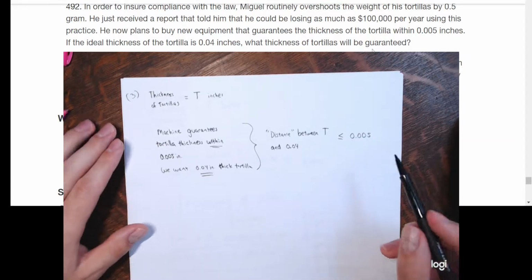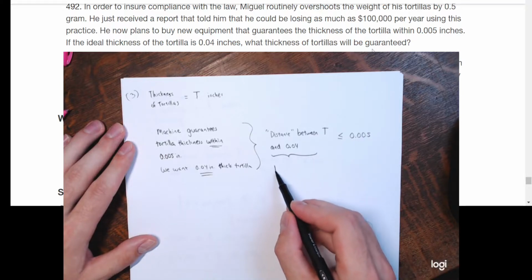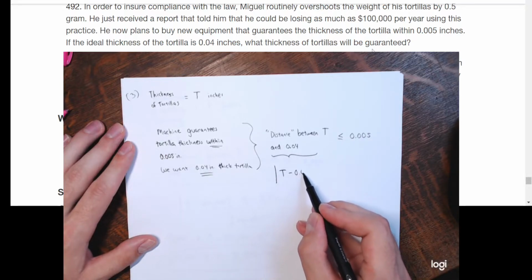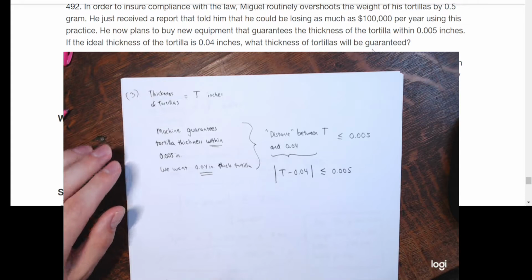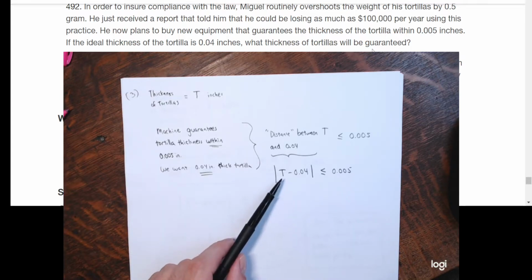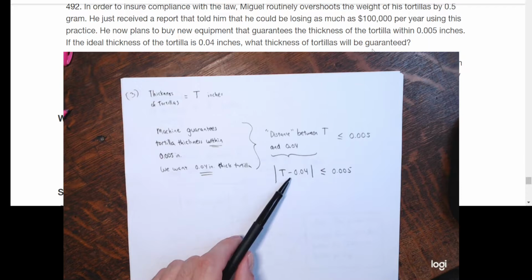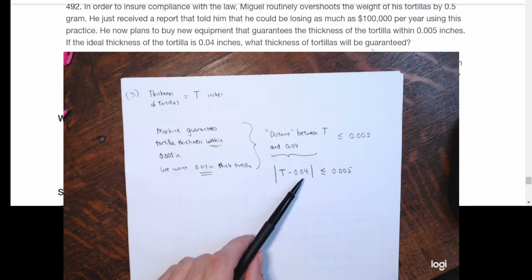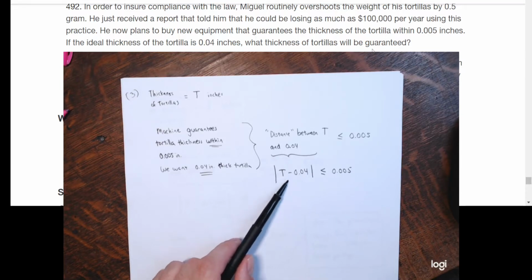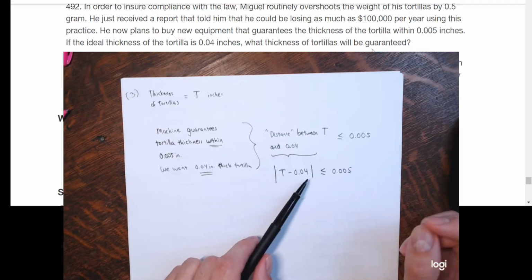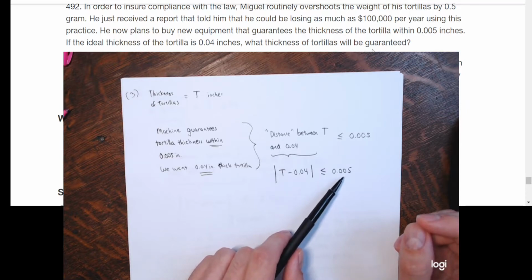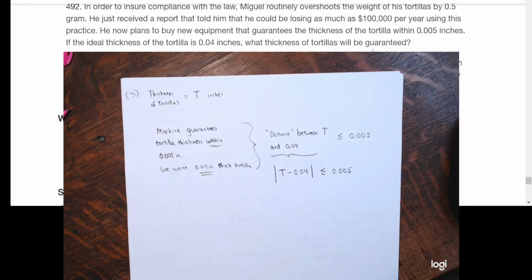All right, and I guess I should have written the inequality here, right? So the absolute value of t minus 0.04 is less than or equal to 0.005. Again, what this means is that if they took a tortilla and then subtracted 0.04 inches, that distance, and then the absolute value, that difference between the thickness of the tortilla and what he actually wants, is going to be within, less than or equal to 0.005. In fact, it might just be less than if it's going to be within, but I'll say less than or equal to.